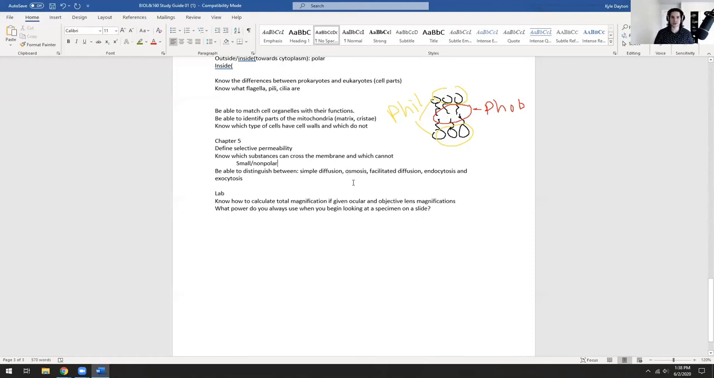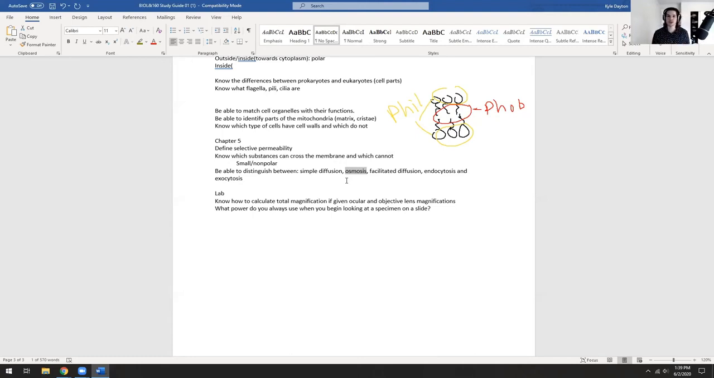Be able to distinguish between simple diffusion, osmosis, facilitated diffusion, endocytosis, and exocytosis. As a reminder, if I'm going too fast, let me know. I will slow down. So simple diffusion is where things can simply move across the membrane with no requirement of ATP. You drop a sugar cube into some water and it dissolves and diffuses. That is simple diffusion. Osmosis is where you have a semi-permeable membrane separating water from something else. The water will have the tendency to move through that membrane from an area of lower solute concentration to an area of higher solute concentration.